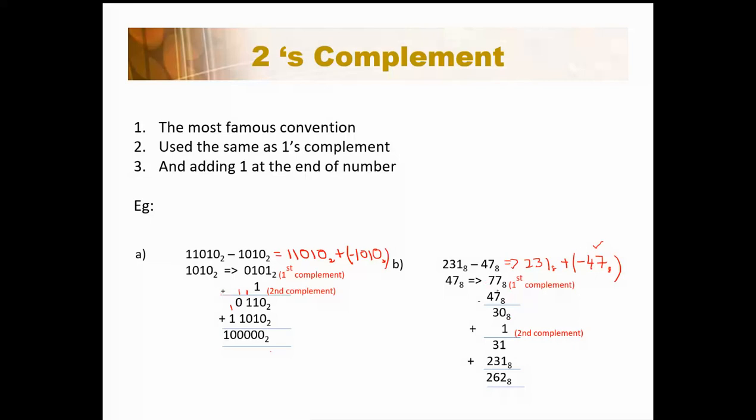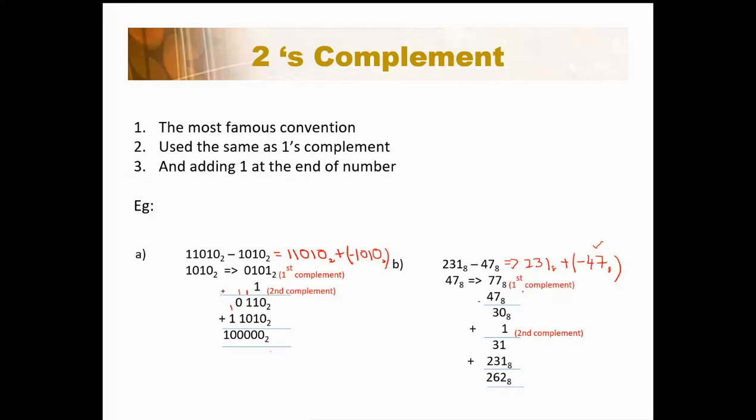So the highest value, how many of the highest value bergantung kepada number of digit of that negative. Kalau dia 2, 2. Kalau dia 3, 3. For example, here dia ada 2 digit of base 8. So you have 7, 7. The highest value is 7. So 77 base 8, you minus with the 47 base 8. Kalau you ada 3 base 8, you ada 3 digit.